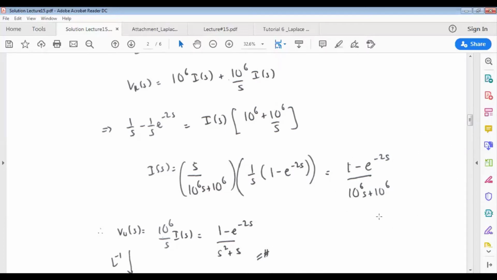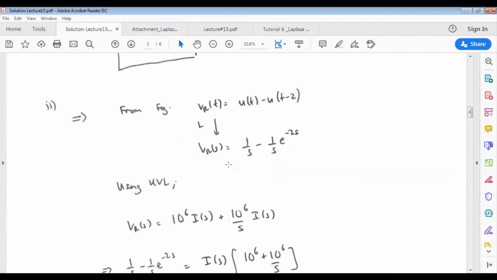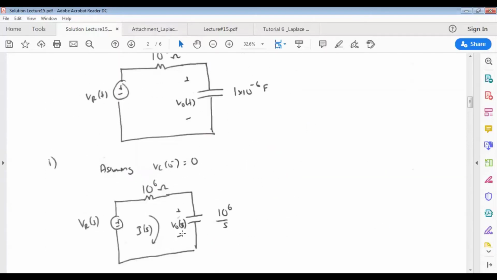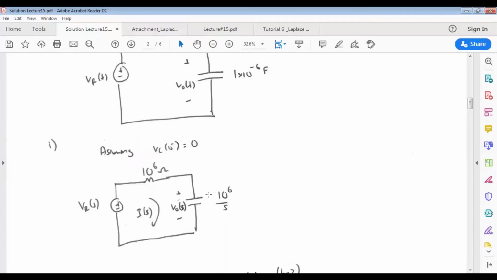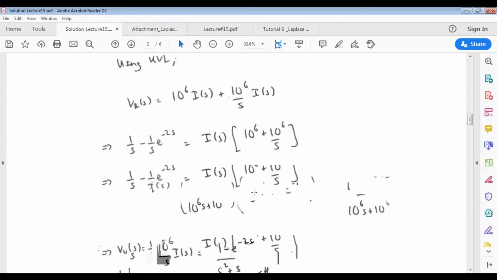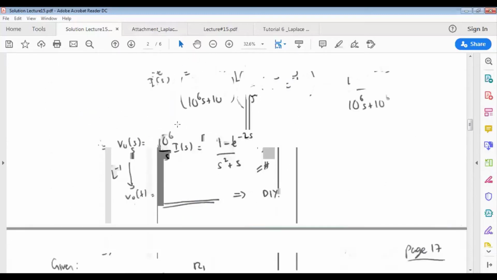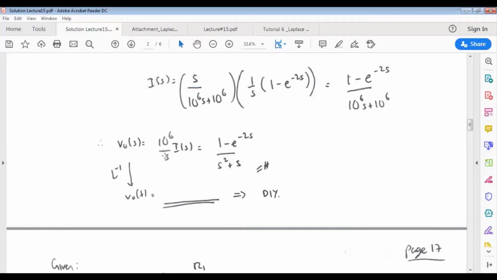So we know that V_o(s), which is the voltage drop across the capacitor, will be the impedance multiplied with the current. That is why V_o(s) will be the impedance of 10 power of 6 over s multiplied with the current here. So we have V_o(s) equal to this.